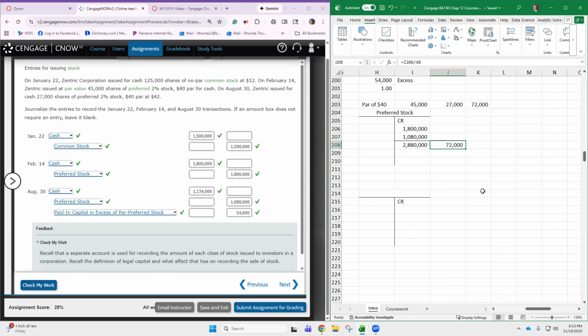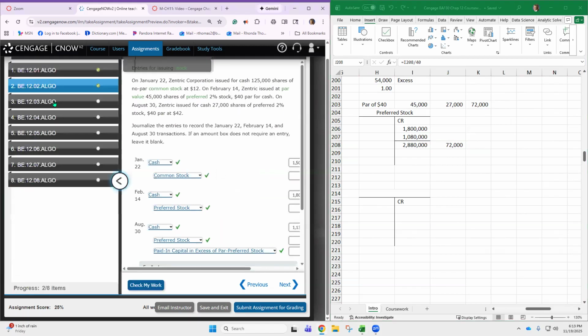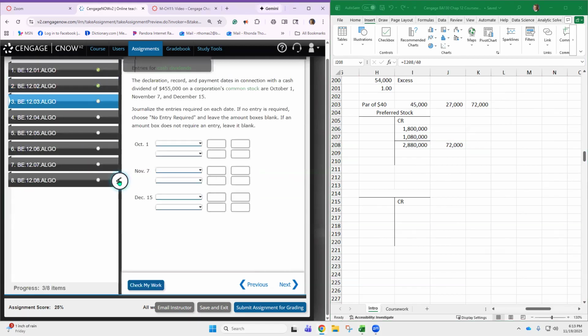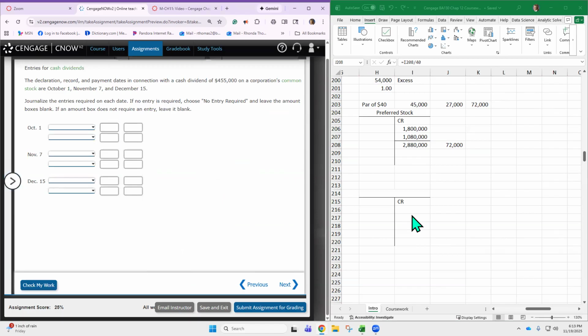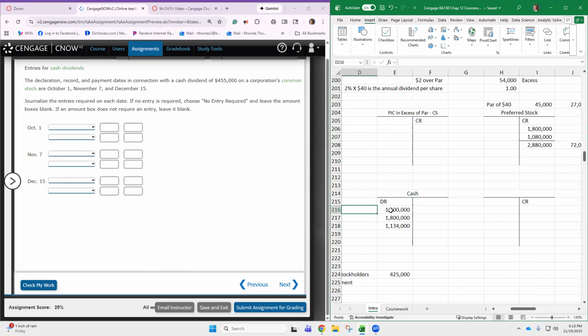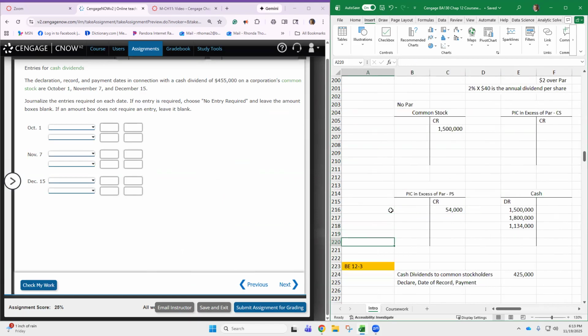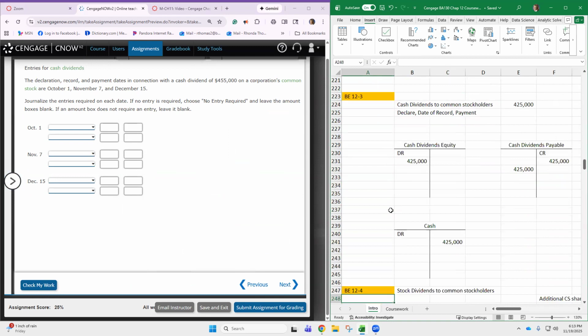Okay, so it is important to know that. That first sale, we didn't sell it for more than the par. We sold it for exactly the par. Okay, all right, let's keep going. Number 3. Okay, here comes cash dividends. All right, so let's see what's going on here. Down here to number 3, cash dividends.